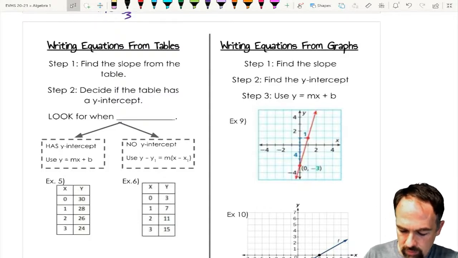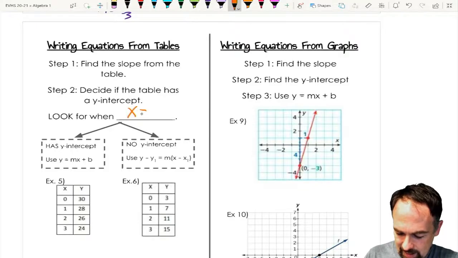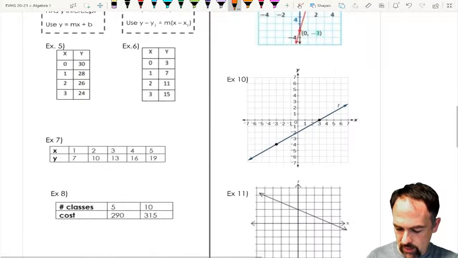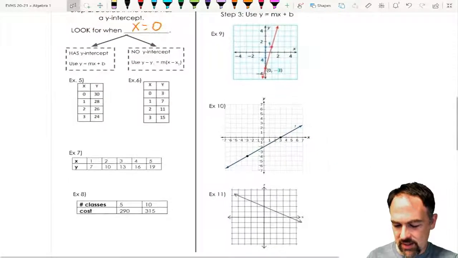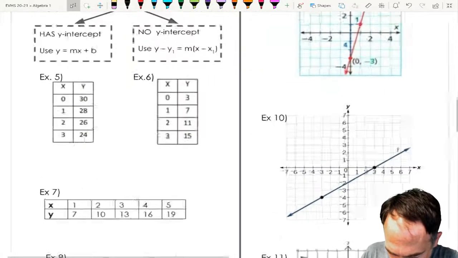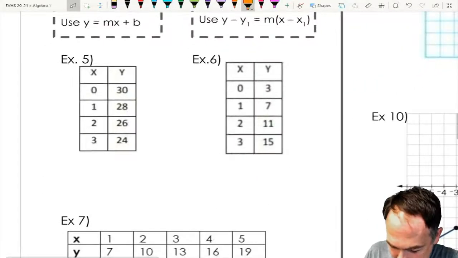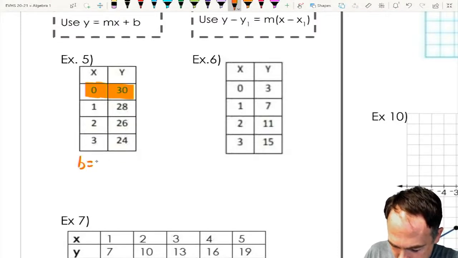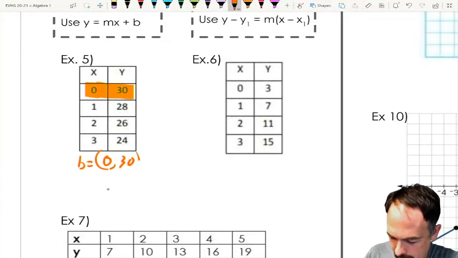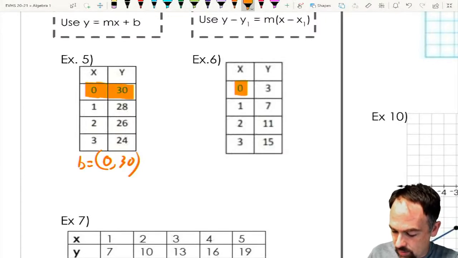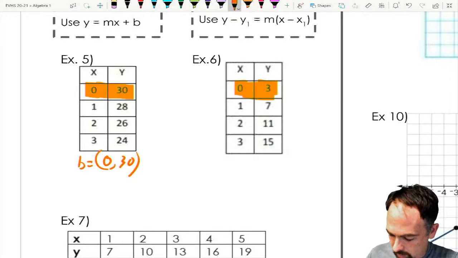So look for the y-intercept when x equals 0. That's where that always occurs. So let's go ahead and look at these tables. And first off, just decide which ones have a y-intercept in them. Okay. Now I'm going to look at number 5. And sure enough, I see x equals 0. So here I know that my y-intercept is going to equal 0, 30. Okay. On number 6, I look at it and I see a 0. So my y-intercept is going to be 0, 3.